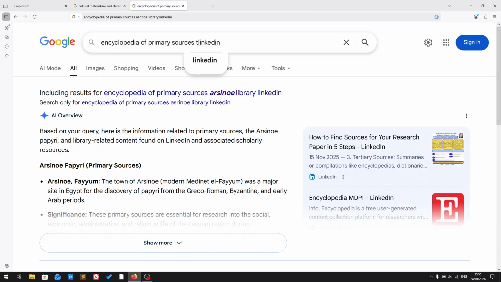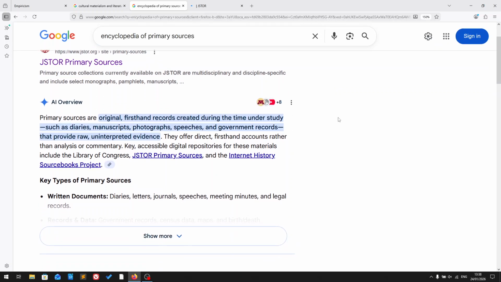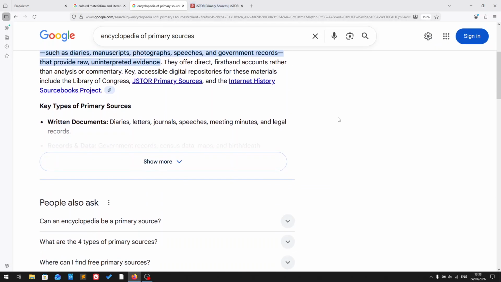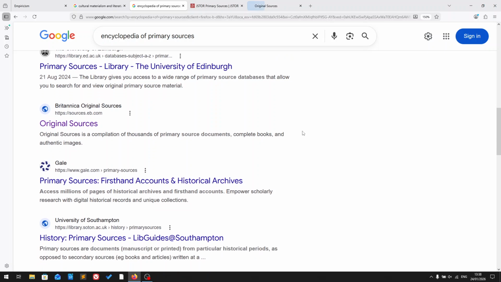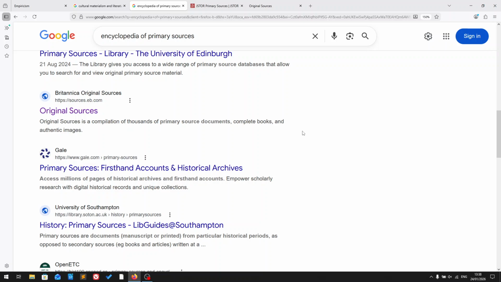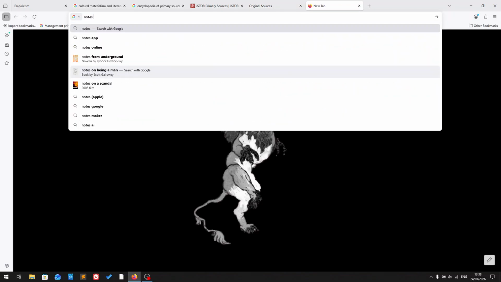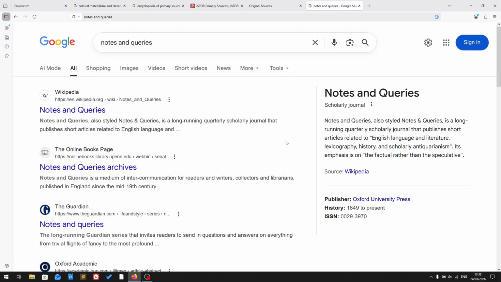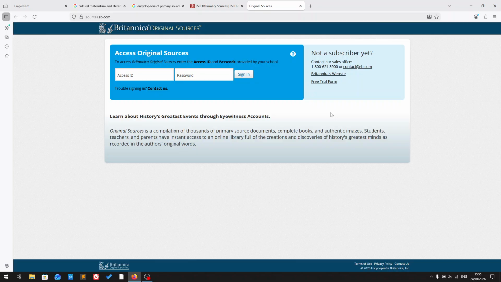There is this post on LinkedIn. Encyclopedia of primary sources is what you search, and you start getting things like that. I've already mentioned public domain versions of Britannica Encyclopedia online, and primary sources, original sources. That's what you want. Britannica original sources, and Britannica itself is made up of an aggregation of knowledge from so many sources, right? So many research monographs and articles. Notes and Queries is another one. Notes and Queries is another journal.